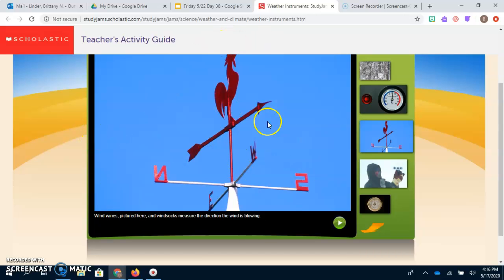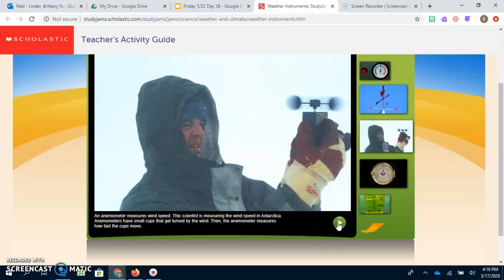Wind vanes. So this is a wind vane. Pictured here, wind socks measure the direction the wind is blowing. So we say the wind is blowing north, east, south, or west. An anemometer measures wind speed. This scientist is measuring the wind speed in Antarctica. Anemometers have small cups that get turned by the wind. Then the anemometer measures how fast the cups move. So here's an example of one right there.